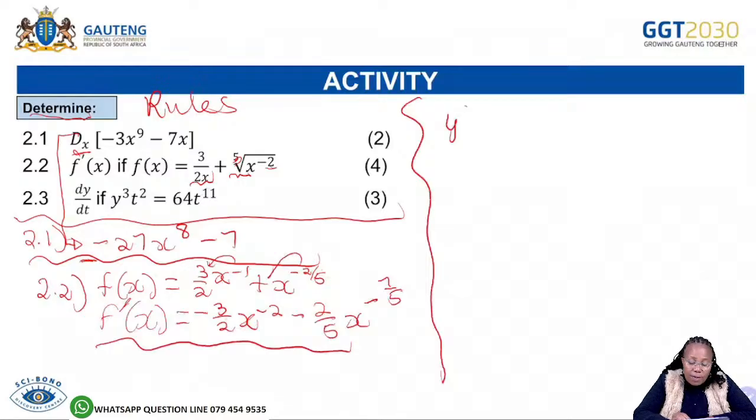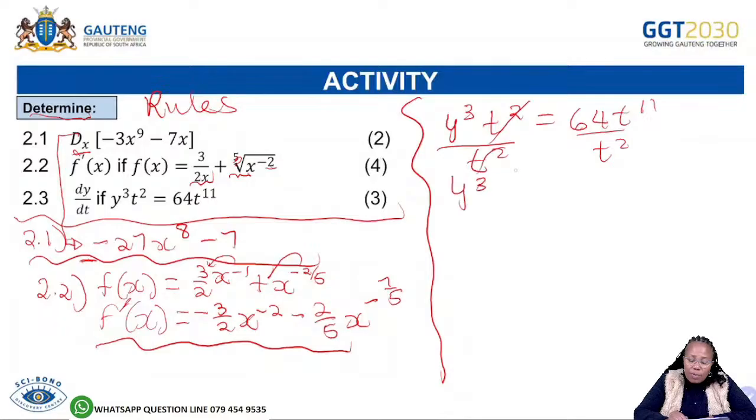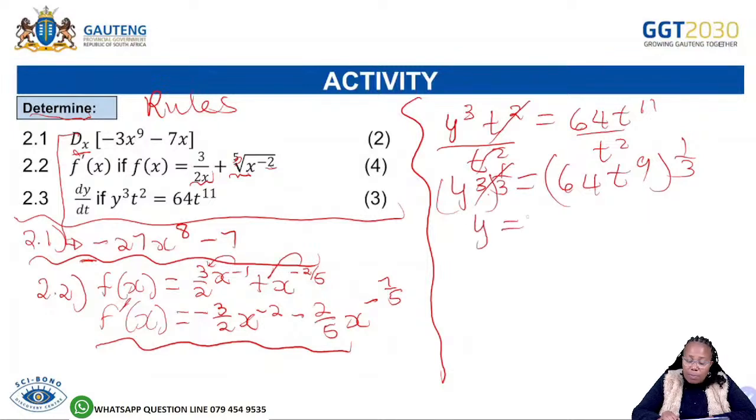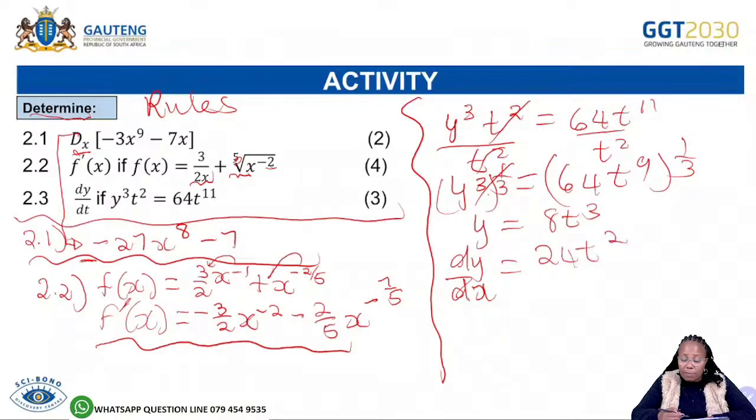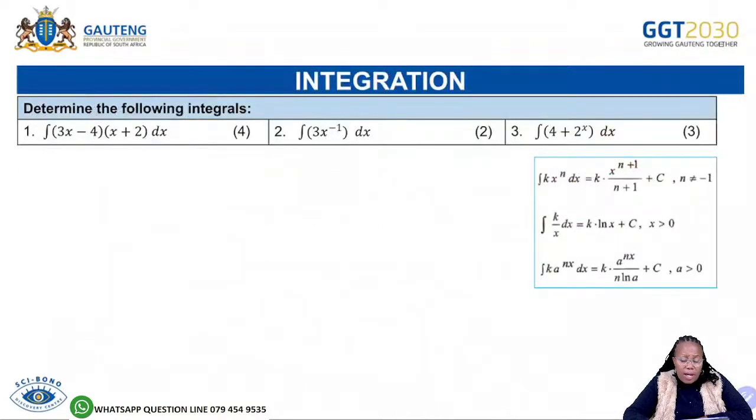And then now, done on the previous activity, grade 12s, please refer to that one. Remember, we started by dividing by t squared both sides, and then we ended with y cubed is equal to 64 t to the power 9, and then we involved the cube root or exponent 1/3 to both sides, and then we ended with y equal to 8t to the power 3, and then now dy/dt for that one is 8, 16, 24 t to the power 2 for that particular problem. And then now integration.